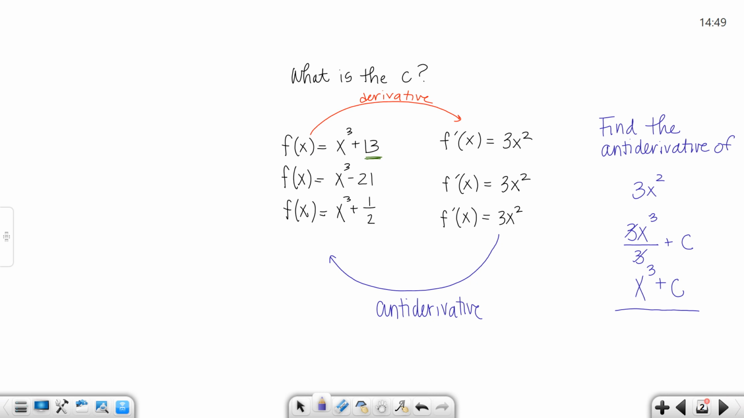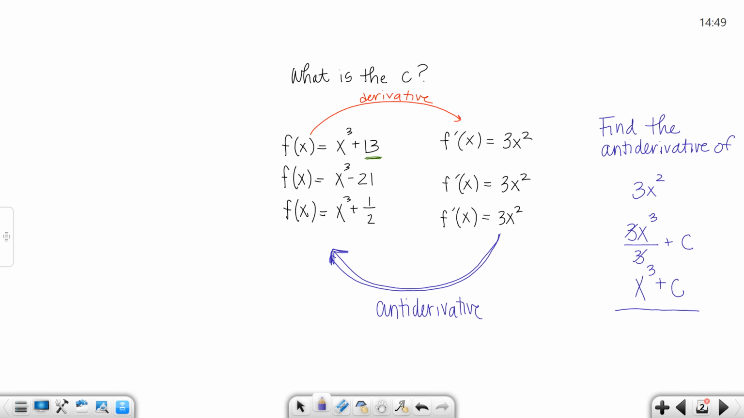Now, looking back over here, the way that I got the 3x squared was I started with a function x cubed plus 13. My next one was the function x cubed minus 21. The next one was the function x cubed plus 1/2. All of those had the exact same derivative, 3x squared. So when you're going backwards in this blue arrow direction, the c represents any constant stuck on the back. So in the top example, the c would have been 13. And in the second example, the c would have been negative 21. And in the third example, the c would have been 1/2.